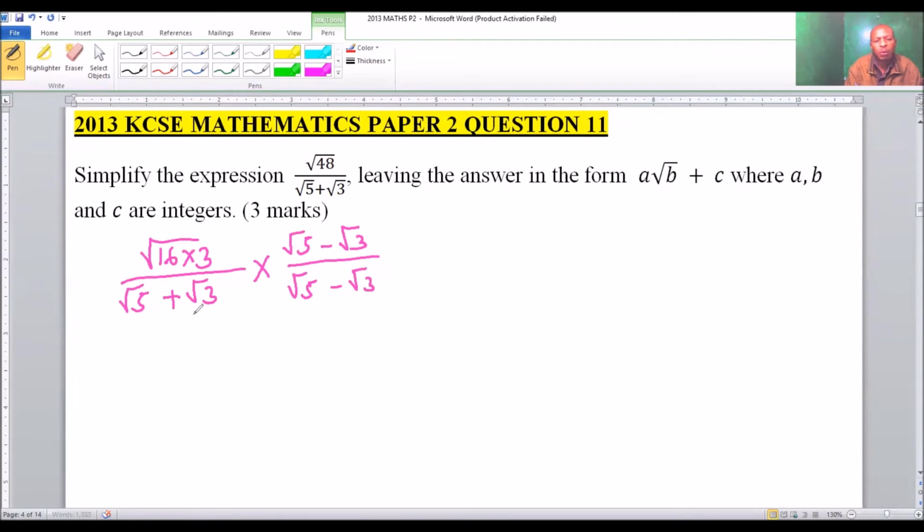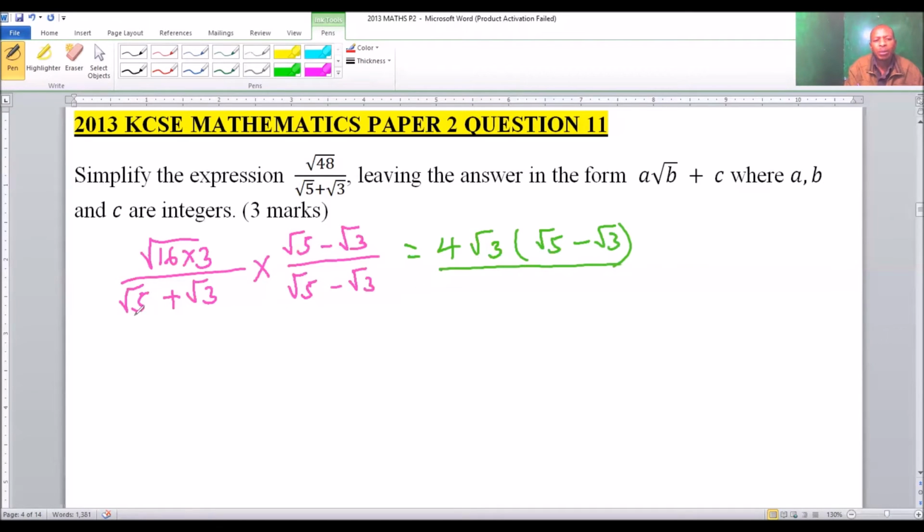This will help us to remove the surds in the denominator, and at the same time, we have not changed our expression, because root 5 minus root 3 divided by root 5 minus root 3 is 1. And when you multiply anything by 1, it remains the same. So when you multiply that, we can start by getting the root of 16, which is 4, the root of 3. Then this is supposed to multiply by root 5 minus root 3. So we can leave that one like that for the time being.